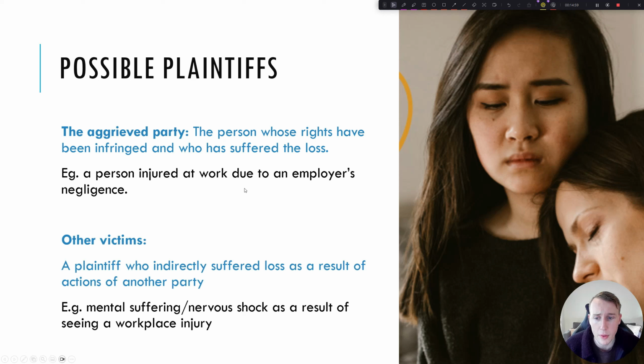Secondly, we might have other victims. So this could be something like seen at a workplace machinery incident. So if your colleague or your friend at work gets seriously injured, you might have indirectly suffered a loss. You might have indirectly suffered some trauma as a result of that, the shock of seeing an event happen in the workplace. But I guess just remember, in most instances, you're just going to have the one plaintiff, which is the aggrieved party, and this is the person whose rights have been infringed. But in some situations, there can be other people who are indirectly influenced by particular things.